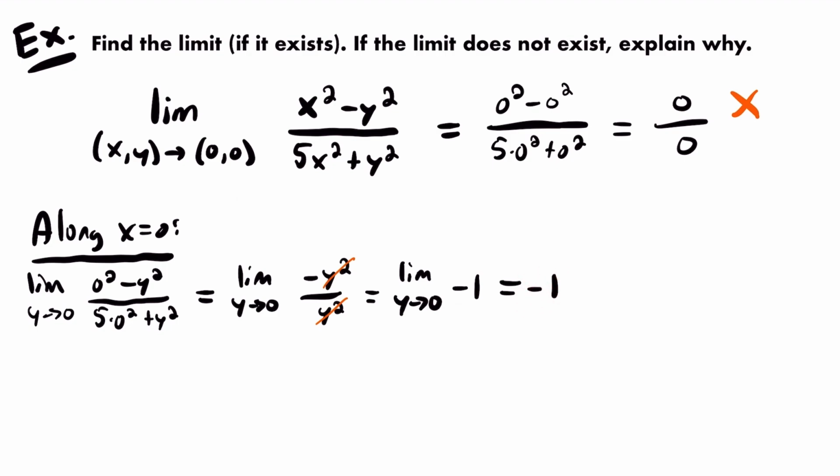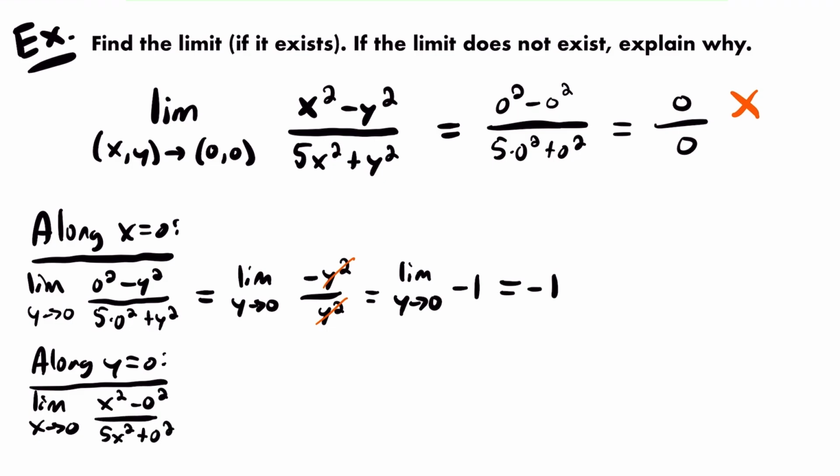All right, and so let's compare that to what we find if we travel along a different path. Let's look at the path y equals 0. All right, so along y equals 0, our limit will now be in terms of x. x will be approaching 0, but now rewrite the function here, replacing each y with 0. So we have x squared minus 0 squared divided by 5x squared plus 0 squared. That will be equal to the limit as x approaches 0 of x squared divided by 5x squared, right? 0 squared is 0, x squared minus 0 is x squared, and then 0 squared plus 5x squared is just 5x squared.